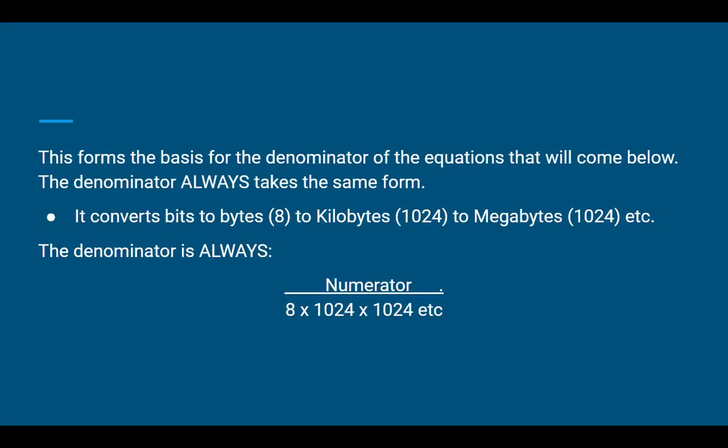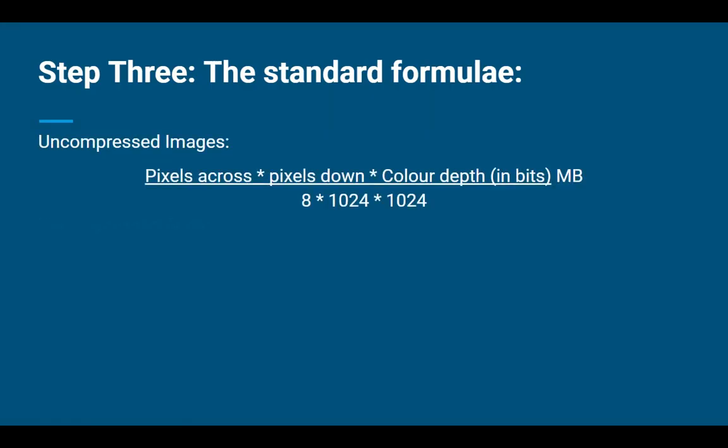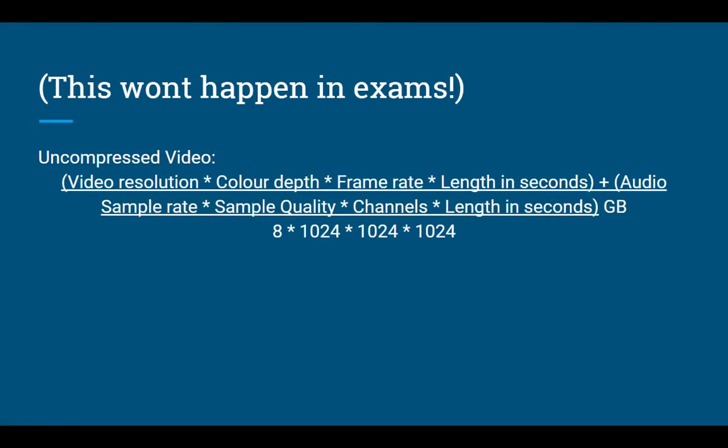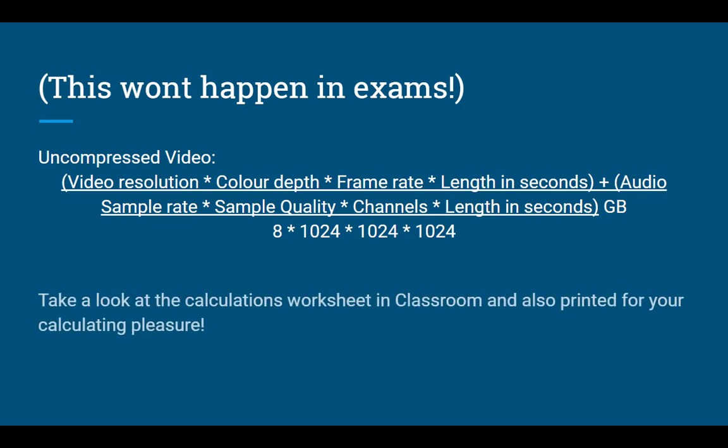So, numerator, and there's your denominator. You already know this. Move on. The standard formula: uncompressed images, uncompressed audio, compressed audio. That is probably going to be a useful slide for you, so don't worry about writing it down now necessarily. I will come back to you, and this is already up in the classroom for you. But a useful slide, because if you need to know what the standard formulas are, bingo. This won't happen in an exam. There's your audio. Video, sorry. And I actually have a Google spreadsheet to go through some of these to show you how this all works.